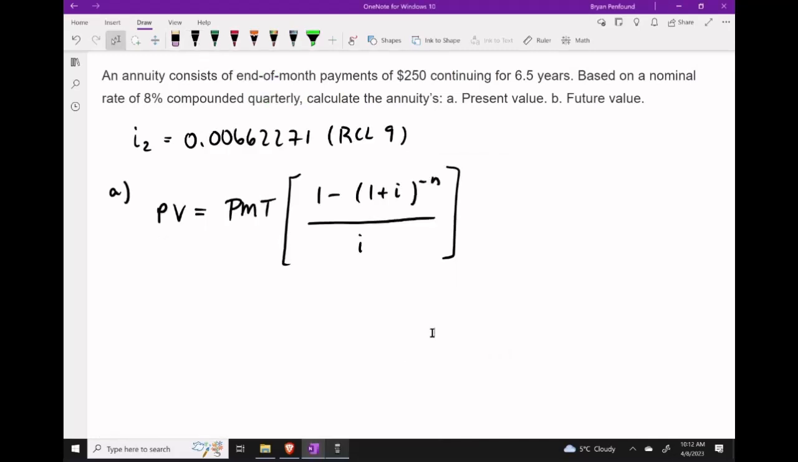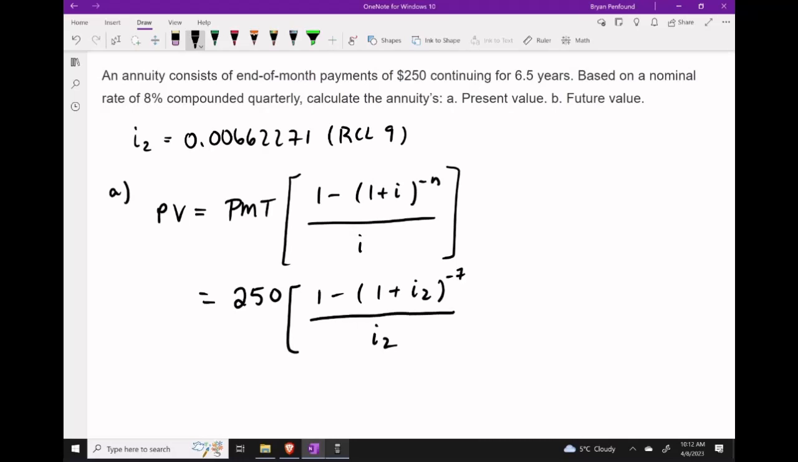So let's begin by calculating the present value of our annuity by applying the following formula. We know that our payment sizes are $250, and then let's update the inside of our bracket here to reflect the fact that we're going to use I2 instead of I. And then the last thing we need to figure out is the value for N. Since we have end-of-month payments, our frequency number must be 12. We're going to continue that for the span of 6.5 years. 12 times 6.5 is equal to 78. So let's take negative 78 as our power here.